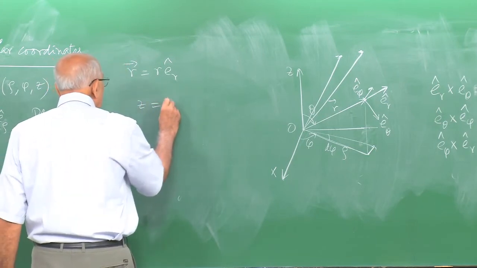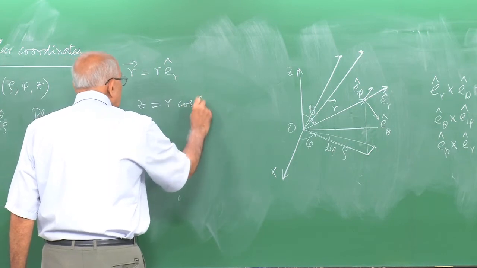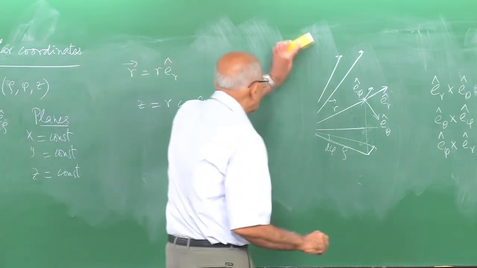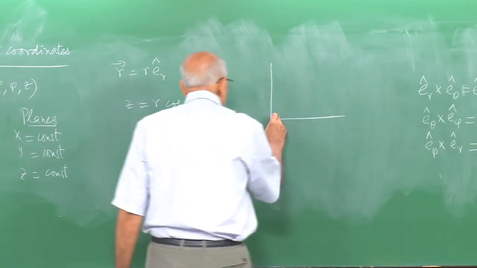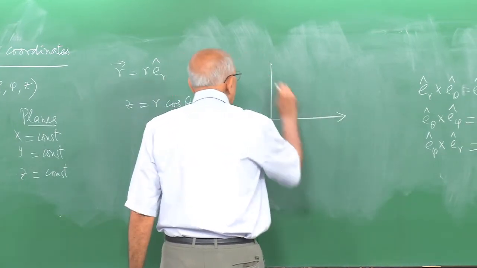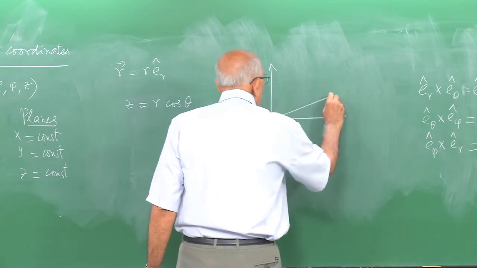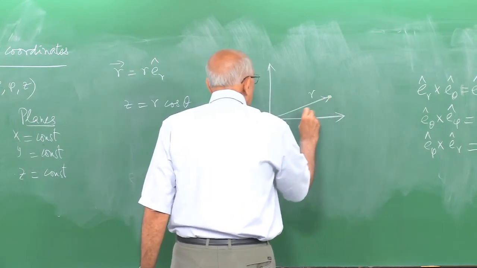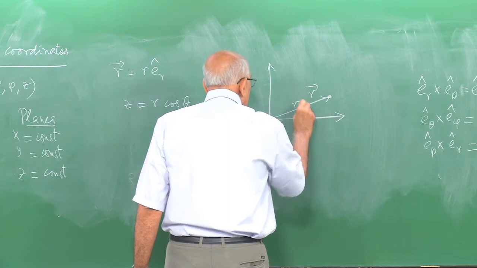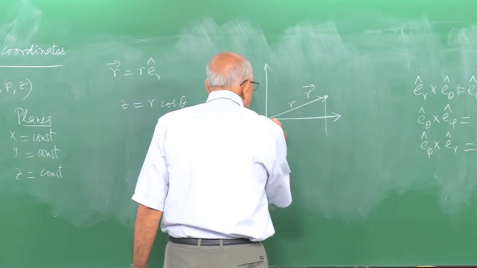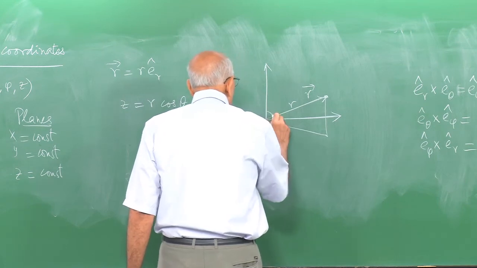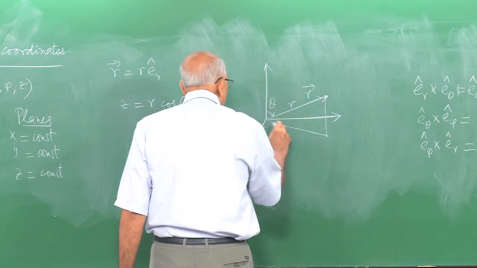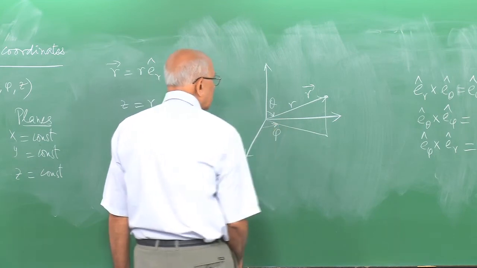Z is equal to r times cos theta. That's very clear from this figure itself. Let's do the figure again. There's my point, vector r. This is the distance r here. That's the projection out here. This is phi, and this is theta. Okay.